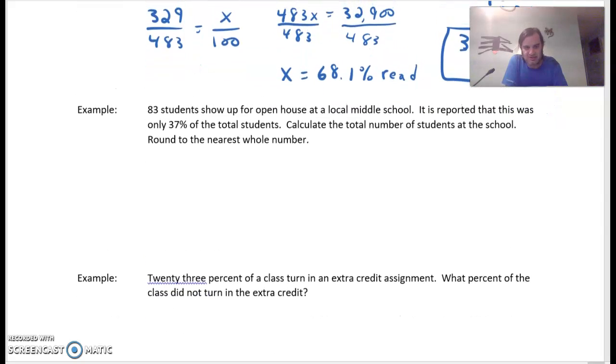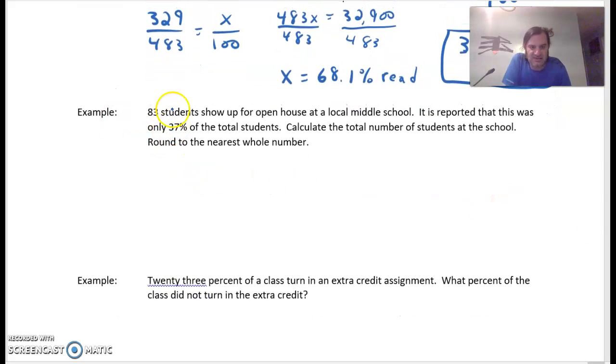Alright, I got two problems here. I have a time limit on how much time I can use, so let's see here. 83 students show up for open house at a local middle school. It is reported that this was only 37% of the total students. Calculate the total number of students at the school. Alright, so 83 is how many showed up. That's the part of the total. And that's 37 out of 100 as far as the percent goes.